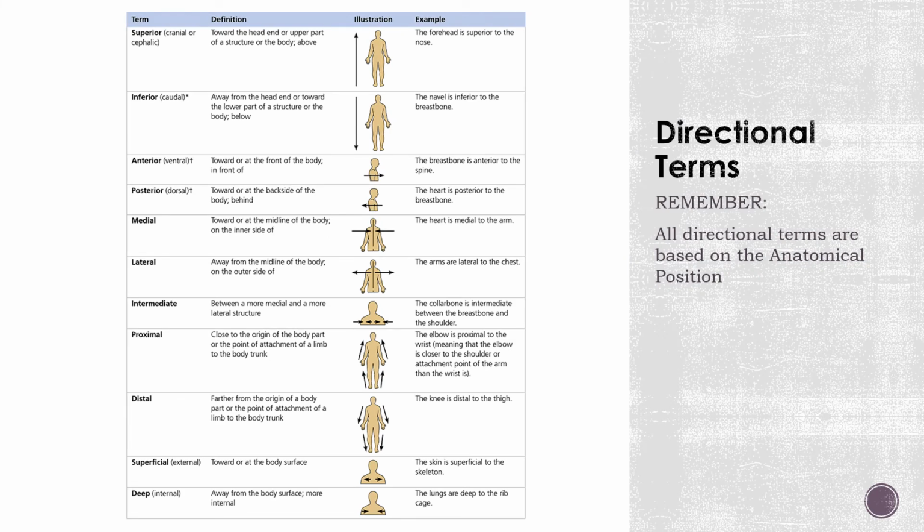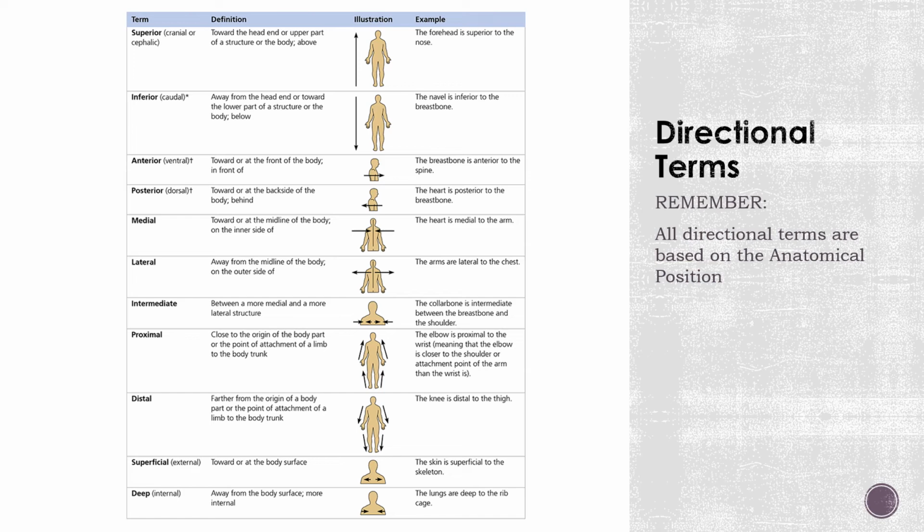Here are some directional terms. And again, remember, all directional terms are based on the anatomical position. And I'm just going to go over a few of these. We'll go over more of these during our class meeting. So superior or cranial or cephalic is towards the head end or upper part of a structure of the body. The example here is the forehead is superior to the nose. The neck is superior to the chest, etc. Inferior is away from the head end. So the navel, your belly button, is inferior to your breastbone, your chest.